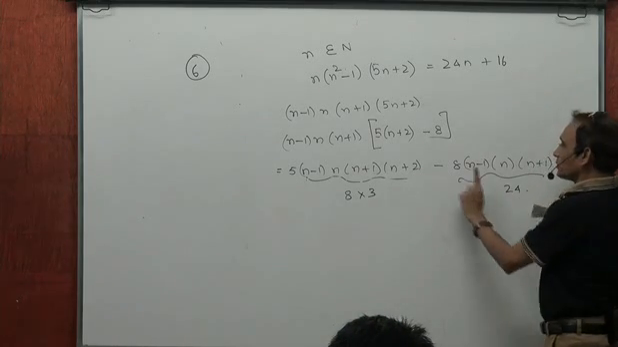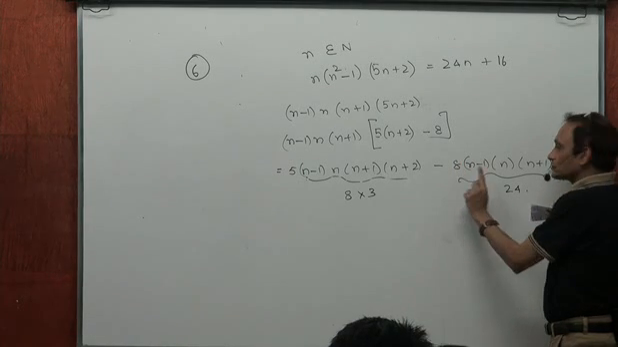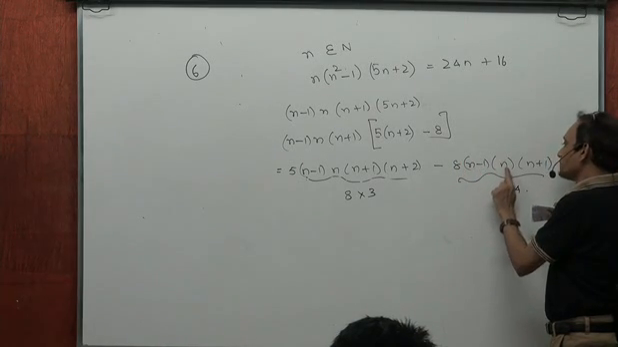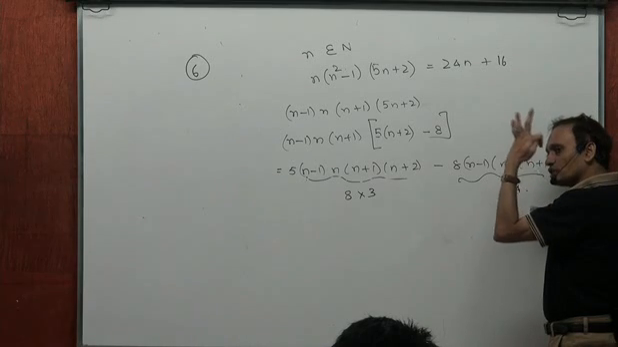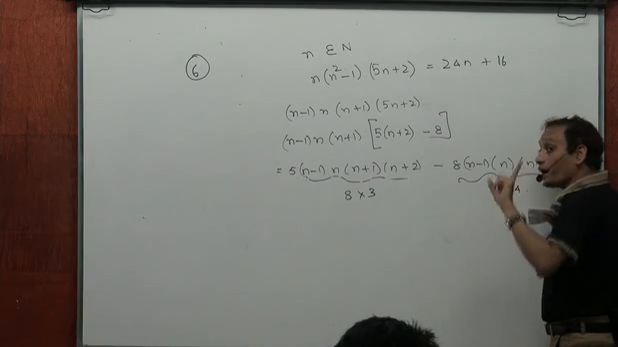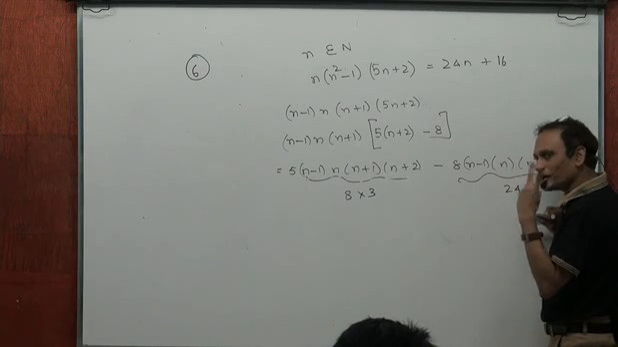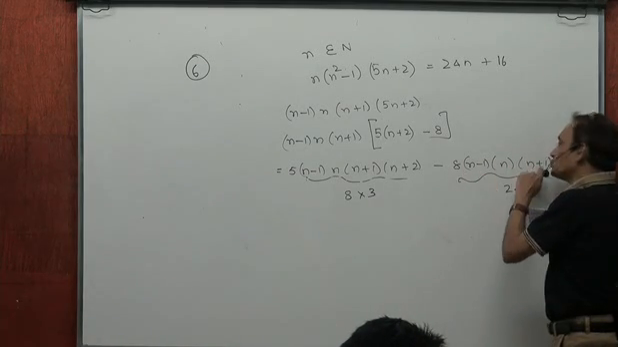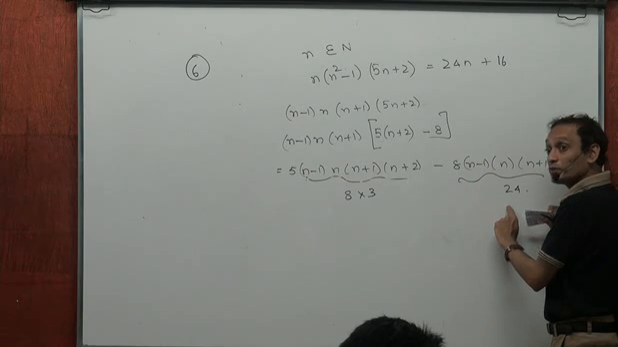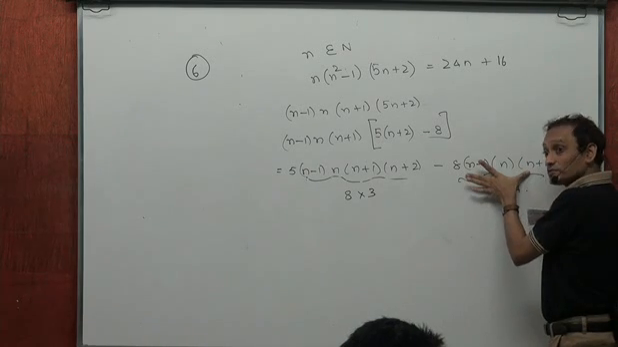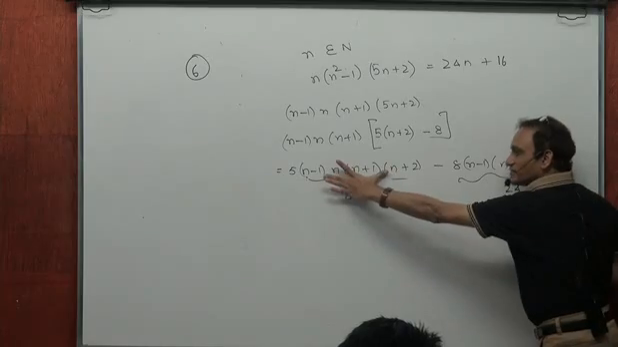Yeah, sure. 8 is a factor, and these are n minus 1, n and n plus 1: 3 consecutive integers. One of them must be a multiple of 3. So 8 into a multiple of 3 will make it a multiple of 24. So this is divisible by 24. This is also divisible by 24.